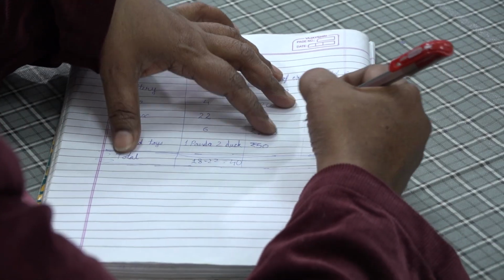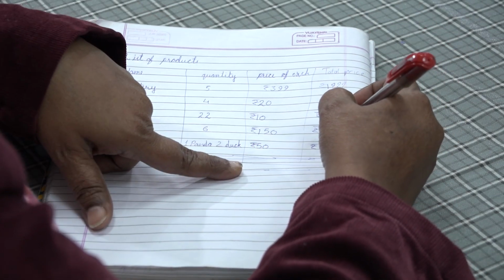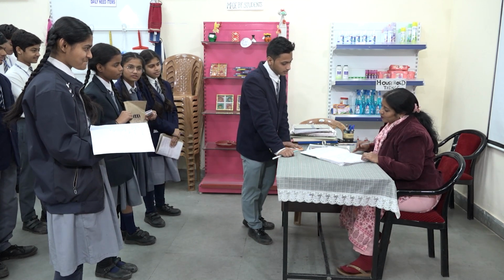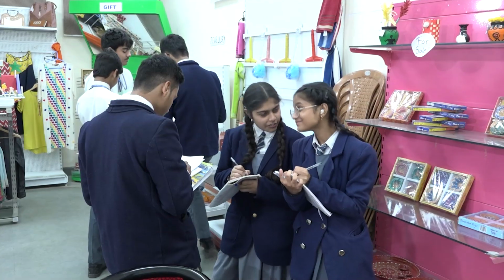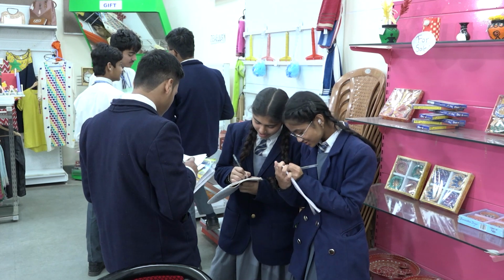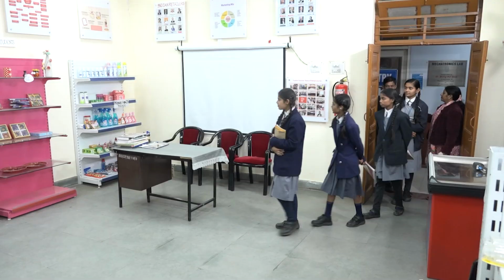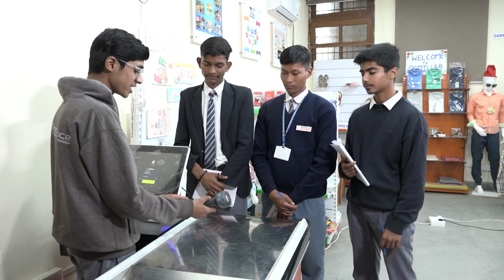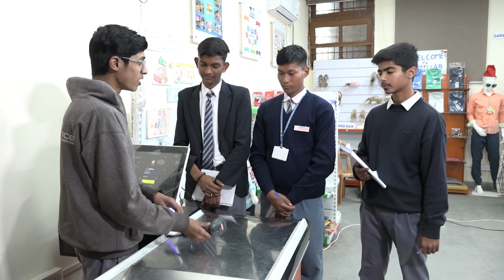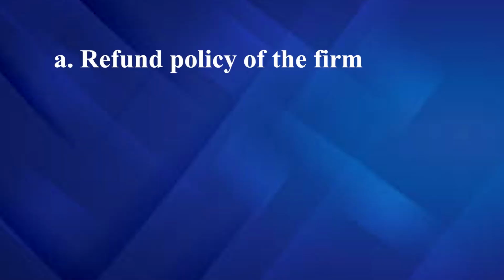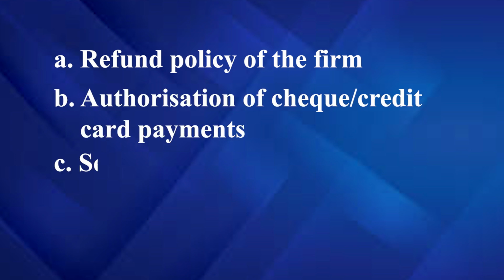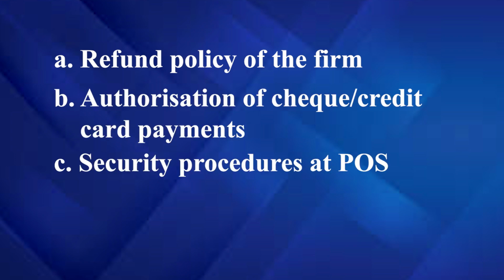Here the teacher is expected to prepare a checklist of the points to observe during the visit and share it with the students. Make groups of students for visiting as per feasibility. Reach the store as per schedule. Greet and interact with executives or cashiers and observe: A. Refund policy of the firm. B. Authorization of check or credit card payments. C. Security procedures at POS.